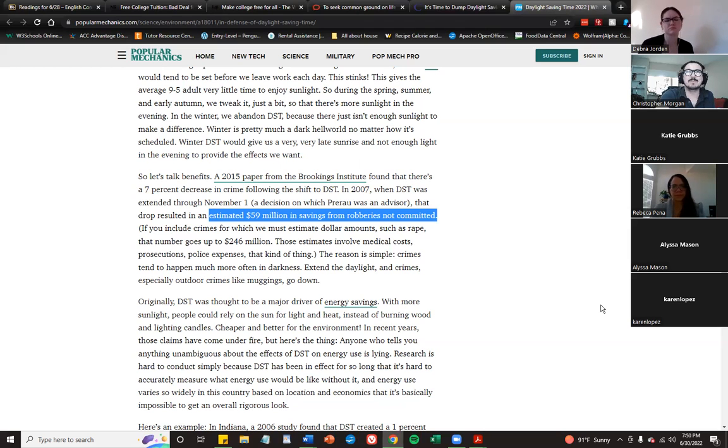How do we know how much money was saved from things that didn't happen? I don't know. I mean, yeah, you can estimate, but if you include crimes for which we must estimate dollar amounts, such as rape, that number goes up to 240 million. I don't know what he means by that. I guess maybe in damages awarded to victims in potential court cases. I'm not particularly comfortable putting a dollar amount on the cost of rape, but these estimates involve medical costs, prosecutions, police expenses, that kind of thing.